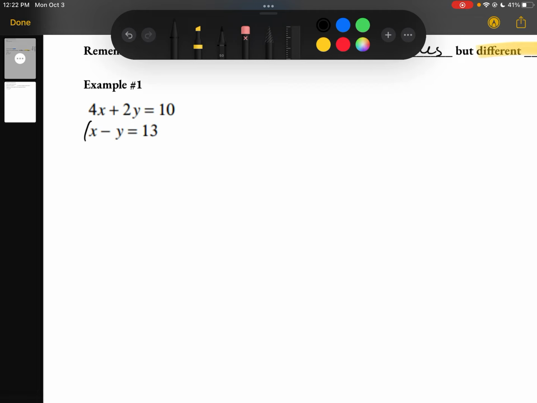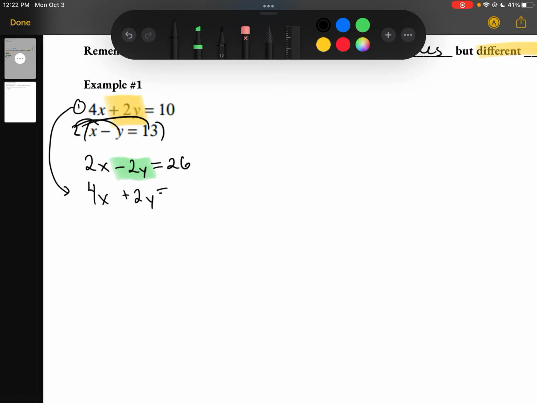But let's say we multiply our second equation by 2. So every single term by 2. So 2x minus 2y and 26. If we do this, the reason why this works is here's plus 2 and here's minus 2. They have to have different signs. If we don't have different signs, we don't have success. So just going to take our first equation here and recopy it. And now we're ready to combine.